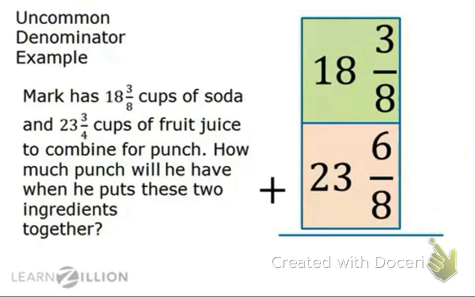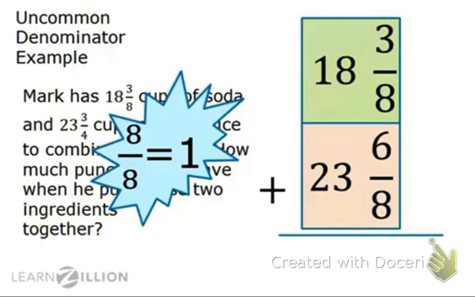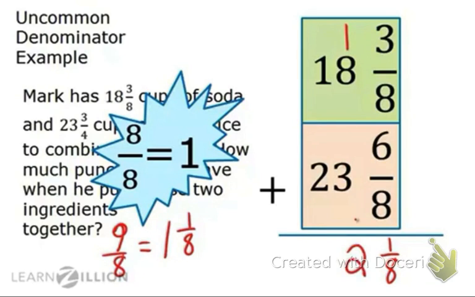Now we need to regroup. 8/8 equals 1. So if we add 3/8 plus 6/8, we will get 9/8. This is equal to 1 and 1/8. We will leave 1/8 with the fractional parts and regroup the whole number 1 into the ones place. 8 plus 1 is 9, plus 3 more is 12. We can regroup, and then we have 4 in the tens place. In this problem, 1/8 is already simplified, so we already have our final answer of 42 and 1/8 cups.